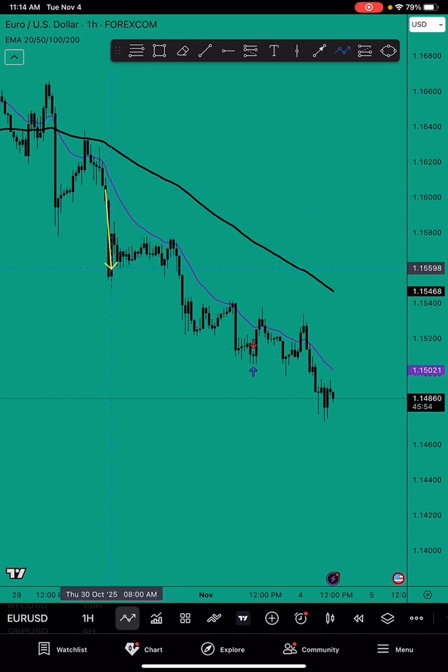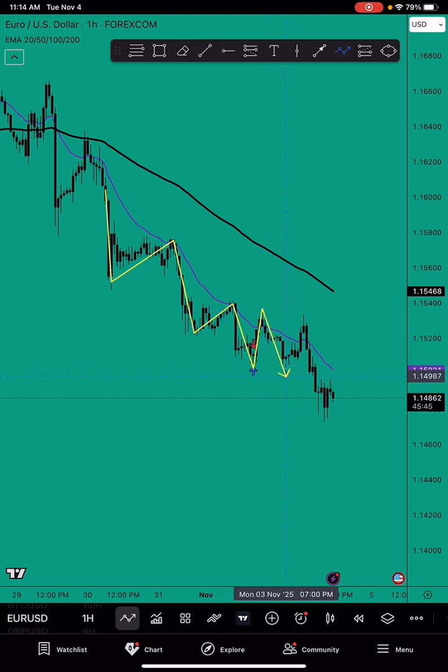Okay, so price came down here. It came up here. It came down here. It came up here. It came down here. It came up here. So it's still respecting. It still made a lower low. It still made a lower high. And now we're making a lower low.